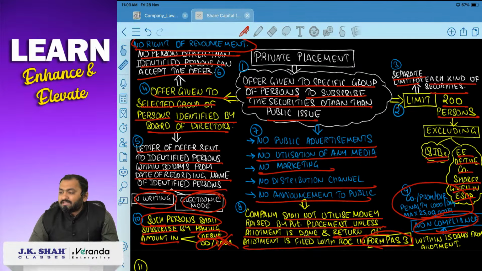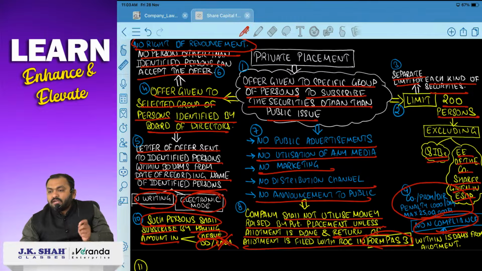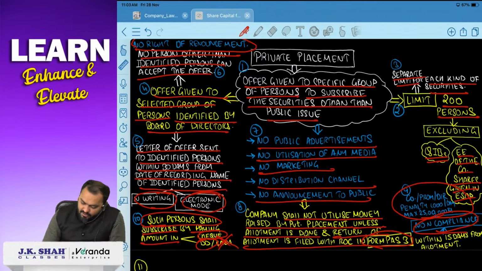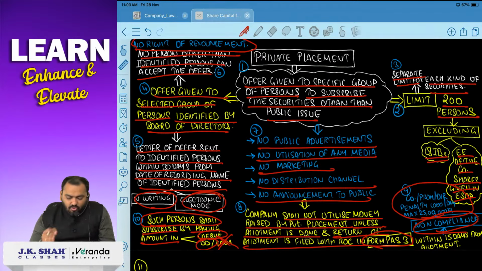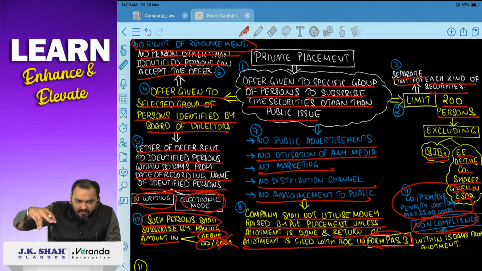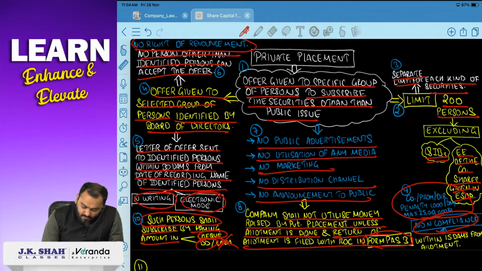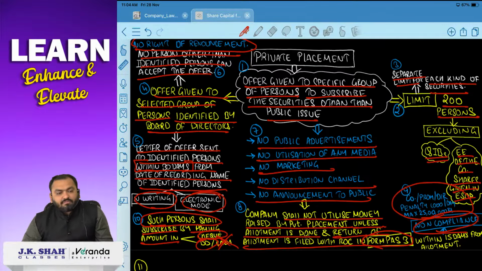Second point, to how many people can the offer be made? Maximum 200. 200 is in each kind of securities. This 200 limit will exclude QIBs and the shares allotted to the employees under ESOPs. Correct. Point number 3 is done. Point number 4, offer is given to a specific group of people. Who will determine those people? Board of directors. Once the board of directors have identified the persons, now we will send them what? Letter of offer within 30 days from the day their name is identified by the board.